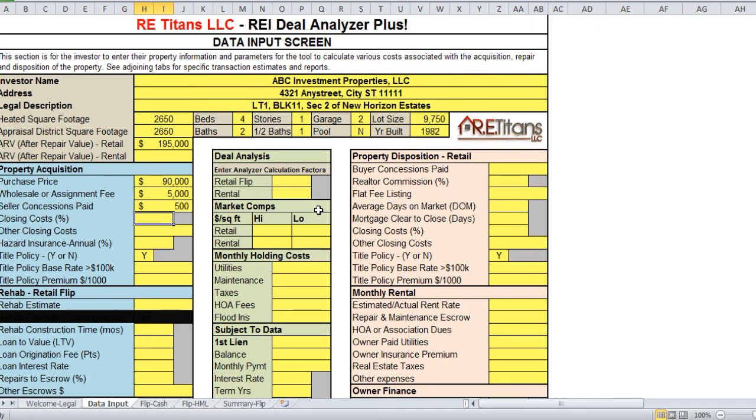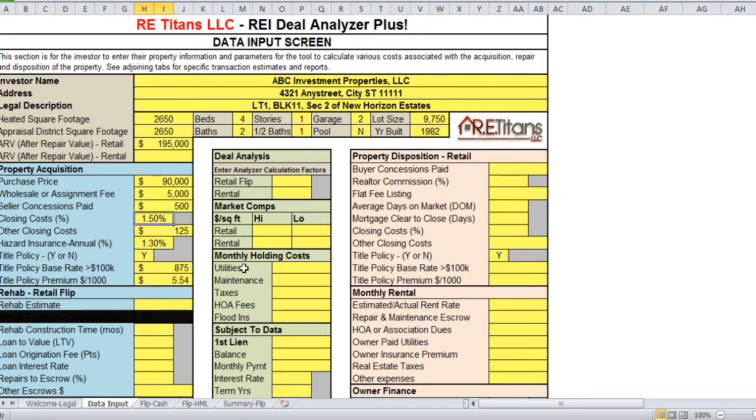Our closing costs are estimated at 1.5%. We think we're going to have some additional closing cost of $125. We have our hazard insurance estimate of 1.3%. In our example, we are going to be paying the title policy, so I'm going to click no here. We have a title policy base rate of $8.75 and a title policy premium of $5.54 per thousand.